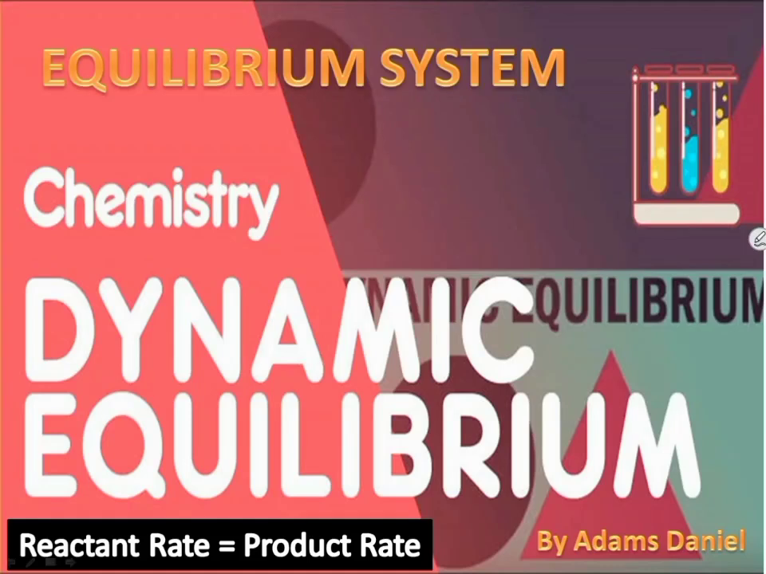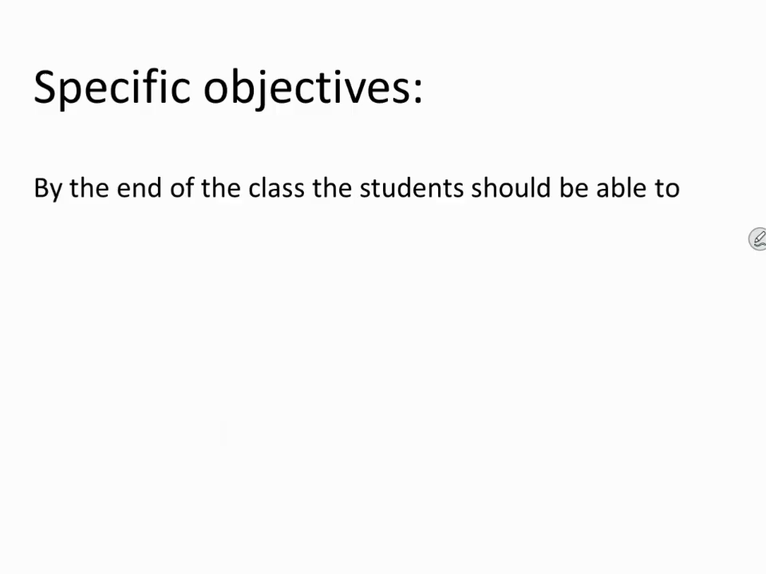Students, we're going to be learning about equilibrium systems, the equilibrium system of a chemical reaction. By the end of this class, the student should be able to state the conditions for equilibrium. That means state the condition in which equilibrium occurs.